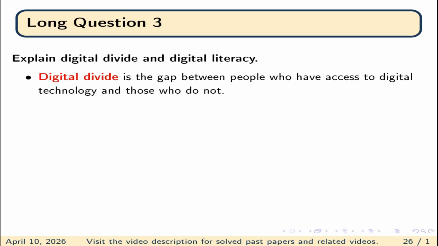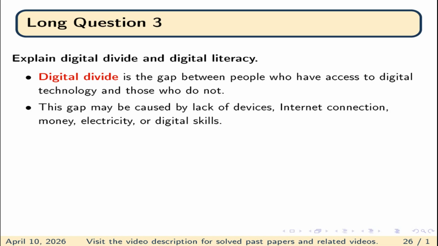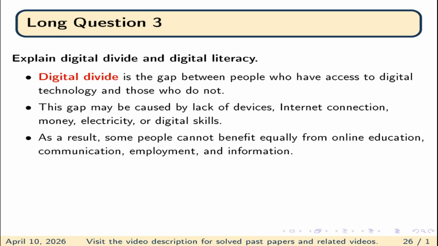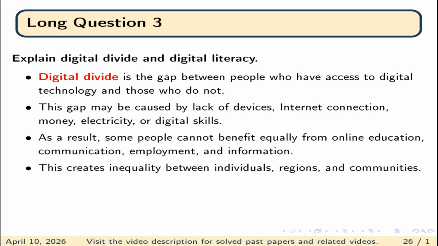Explain digital divide and digital literacy. Digital divide is the gap between people who have access to digital technology and those who do not. This gap may be caused by lack of devices, internet connection, money, electricity, or digital skills. As a result, some people cannot benefit equally from online education, communication, employment, and information. This creates inequality between individuals, regions, and communities.